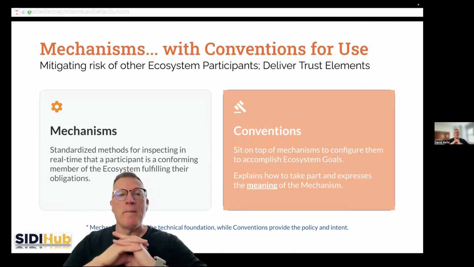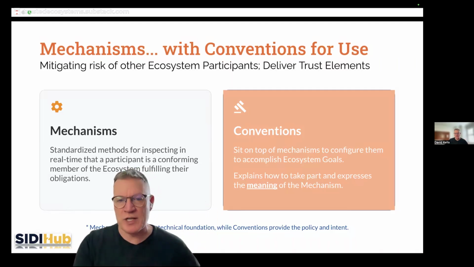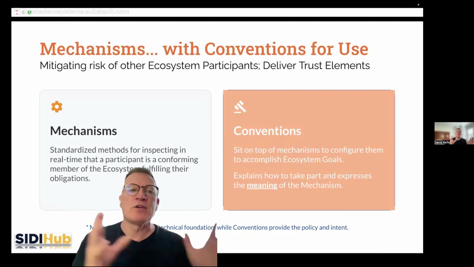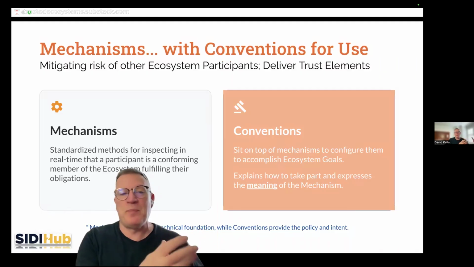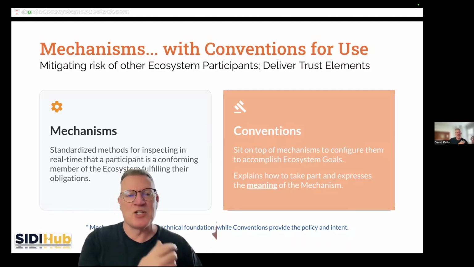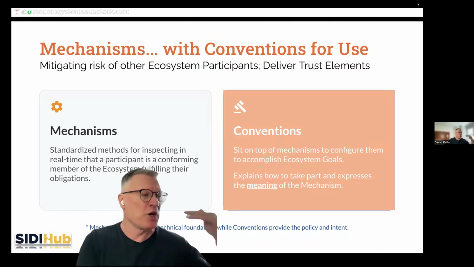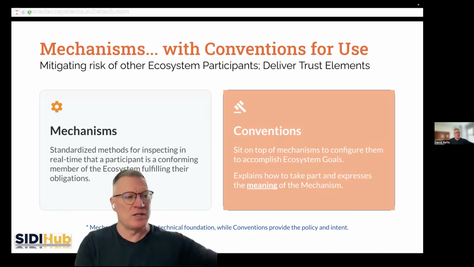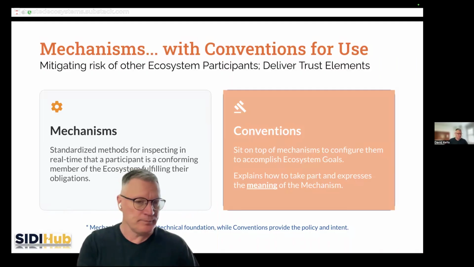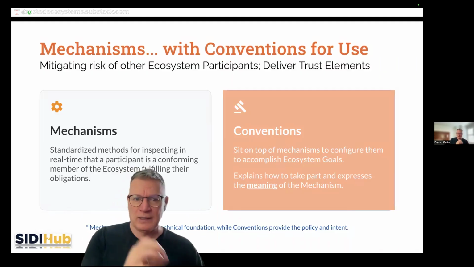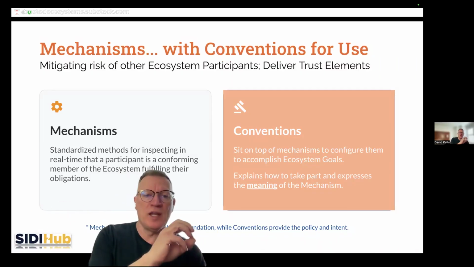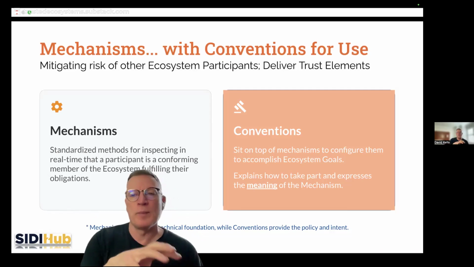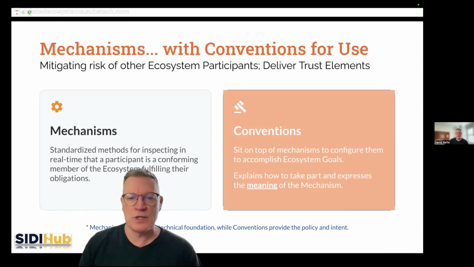All right, and then let's look at mechanisms. So we're using the term trust mechanism. These deliver trust elements, and they're APIs in some cases. They're just a mechanism. Well, it could be a ledger, it could be a list that's freely distributed. These mechanisms are standardized, and they allow one participant to inspect the other participant and see that they're conforming to the ecosystem rules and conventions.